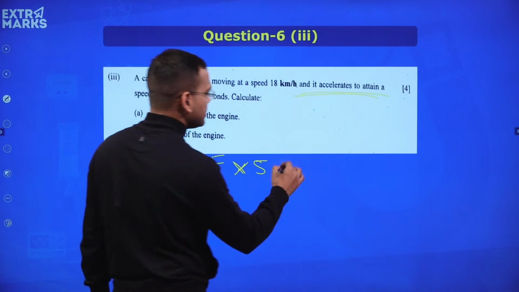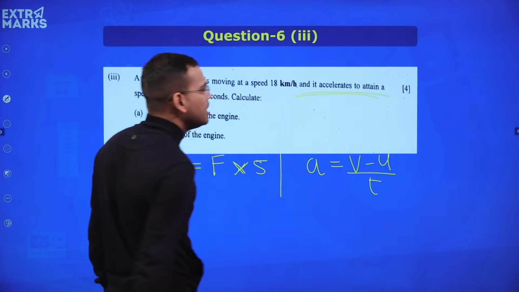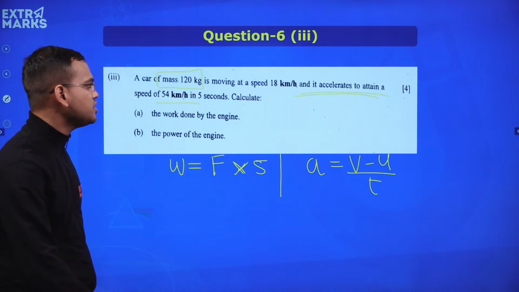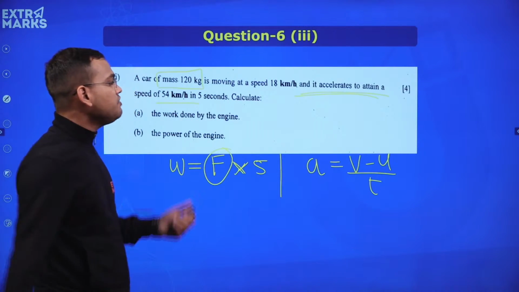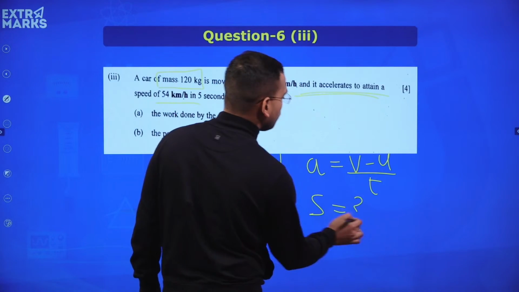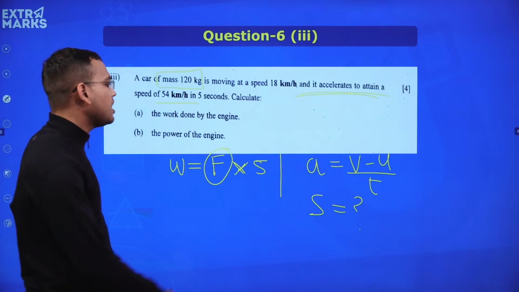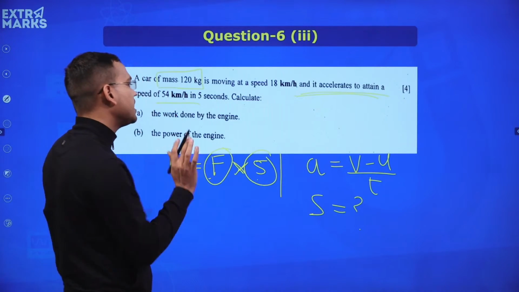So acceleration we first have to calculate, that is final velocity minus initial velocity upon time. By that we can calculate the value of acceleration, and we will get the force. And then we have to calculate the displacement as well, that is, what is the distance moved by that car. Once we know the distance moved by that car, we will multiply it by force and we will get the work done.